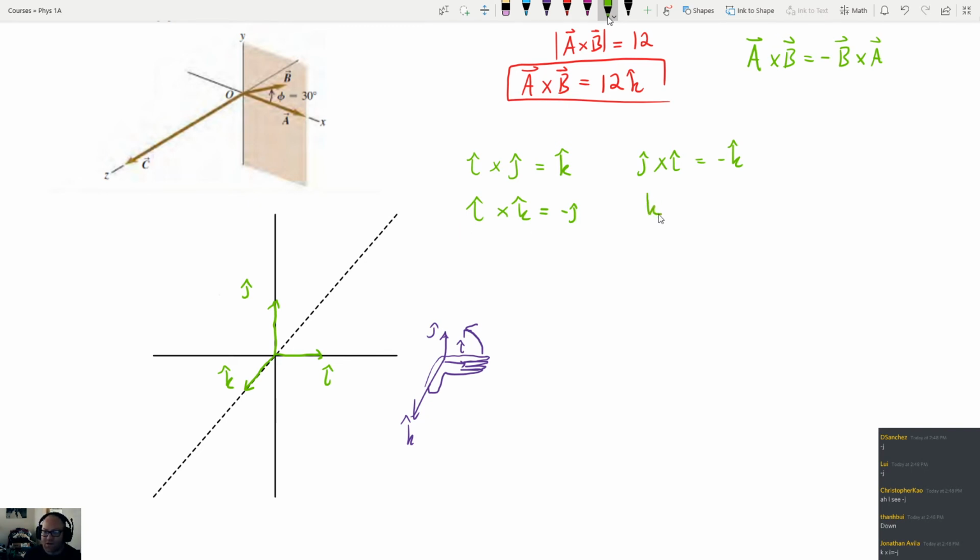What's the other one? Okay, K cross I. By the rule at the top is going to be positive J. What's the only one that's left over? I think it's J cross K. What's that one going to be?